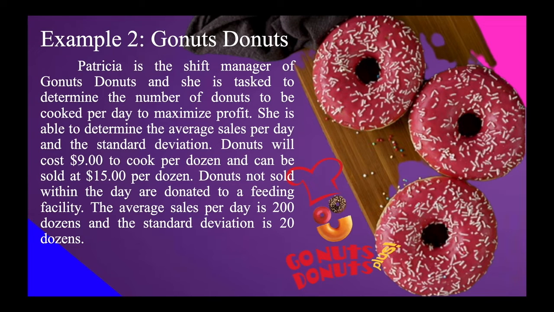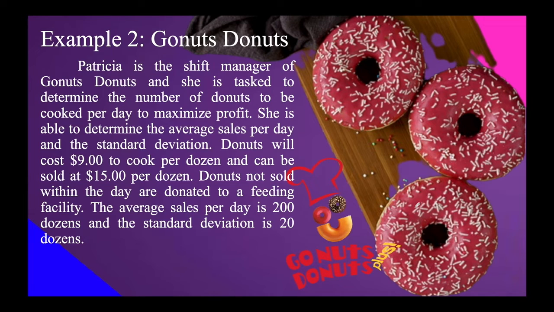Donuts not sold within the day are donated to a feeding facility. Sana talaga lahat feeding facility. Ang sarap siguro tumambay sa feeding facility, no? Kung daming donut everyday. Magdadasal ka lang na sana merong sobra.